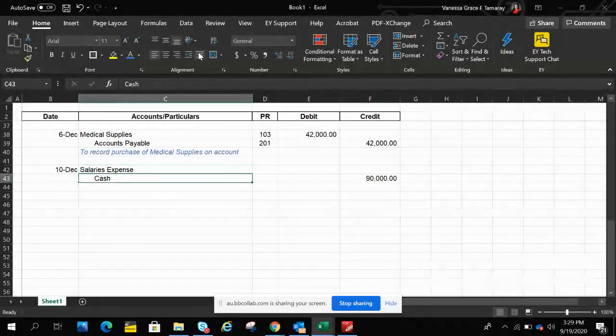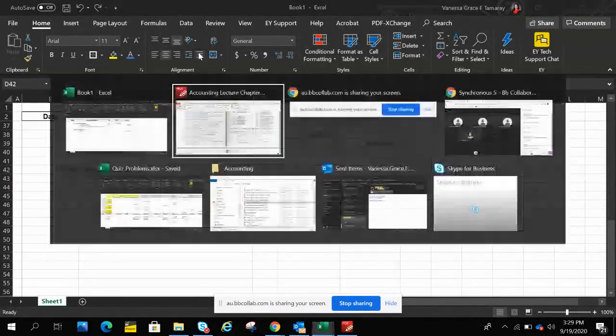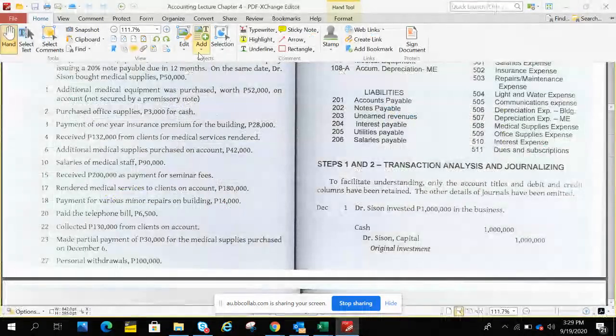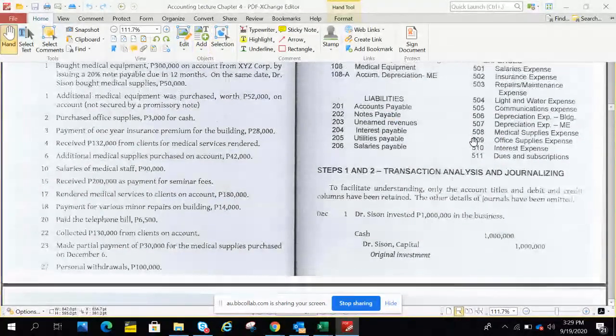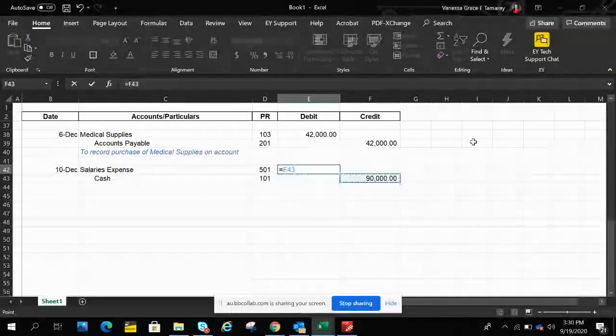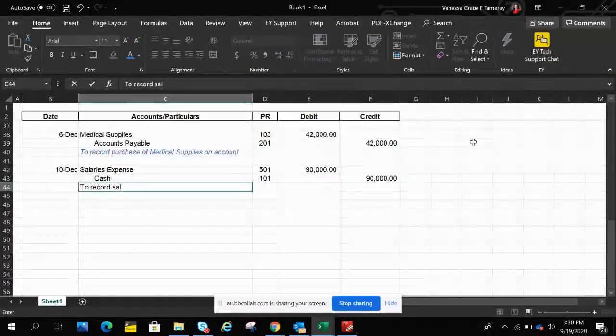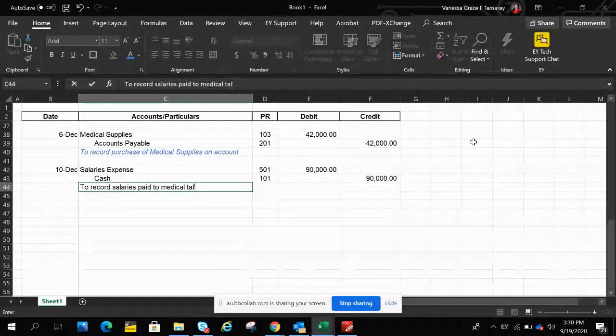Pag may nakita kayo salaries, rent, utility, ang general po dyan, these are expenses. Para hindi kayo malito, familiar kayo, dapat yung mga ganito, pag nabasa nyo na, alam nyo na expenses yan. So, 501, Salaries. Again, 101. To record salaries paid to medical staff.